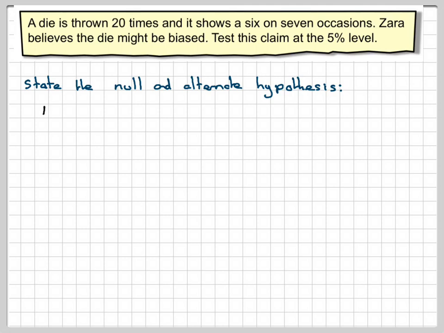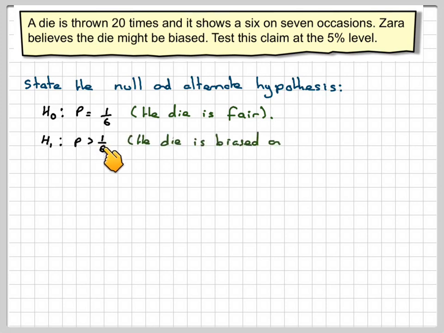The probability of getting a 6 on a die is 1/6. So we're going to call p = 1/6, the die is fair. And we believe the 6 is happening more times, so we're going to test whether p is greater than 1/6. So the alternate hypothesis is p is greater than 1/6: the die is biased and is more likely to show a 6.